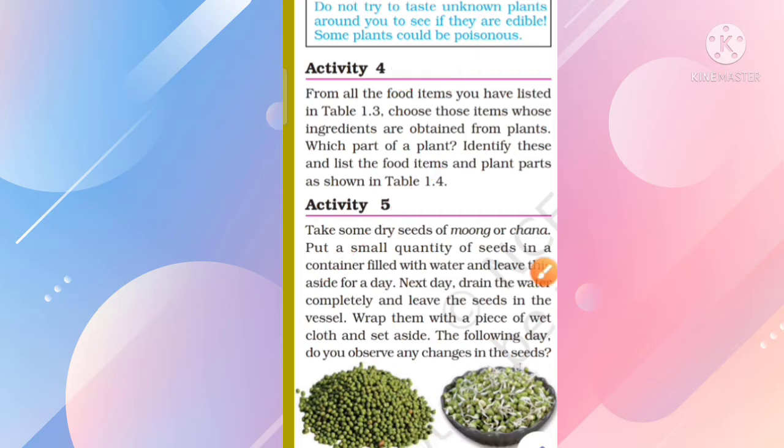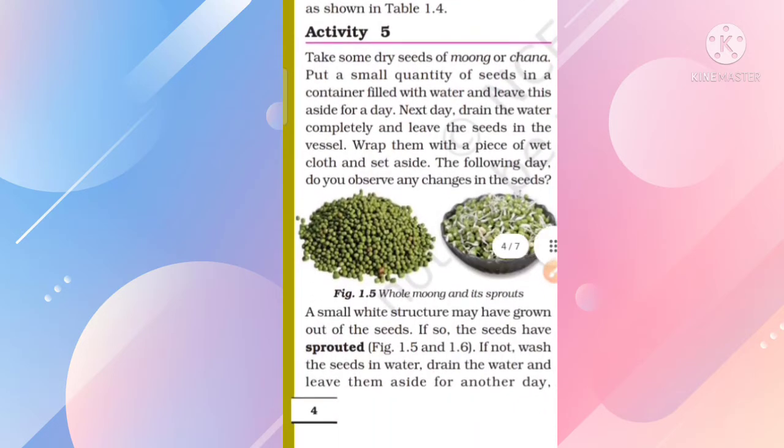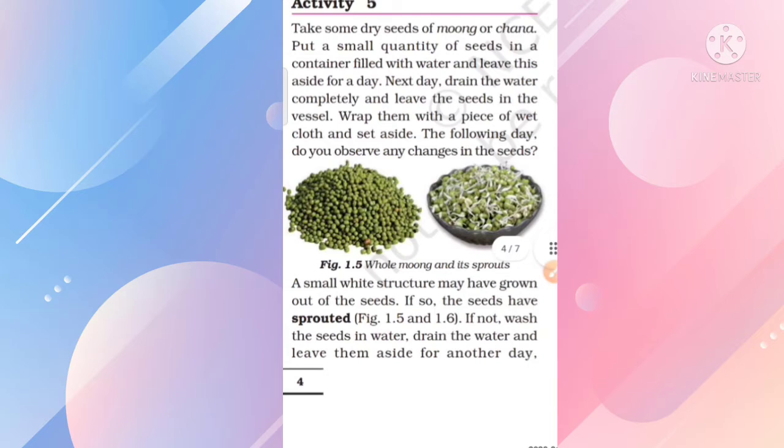Now this is activity 5. In activity 5, what you have to do, take some dry seeds of moong or chana. Put a small quantity of seeds in a container filled with water and leave it aside for a day. Leave the seeds in the vessel. Wrap them with a piece of wet cloth and set aside. The following day, do you observe any changes in the seed?